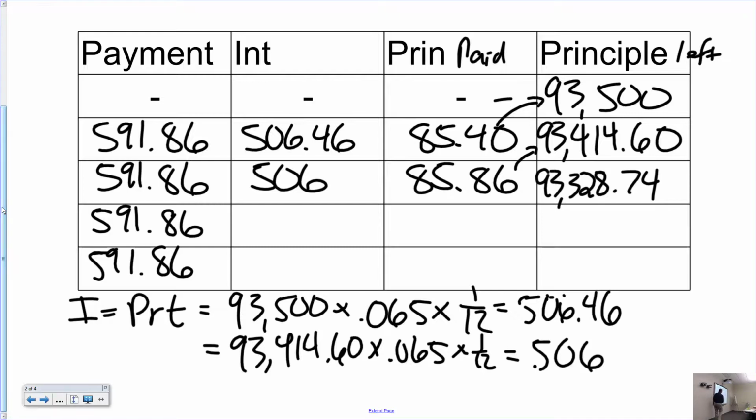All right, so anyways, one more time, folks, what was the interest the next month? $505.53. Look at that. 47 cents more this time. Woohoo!